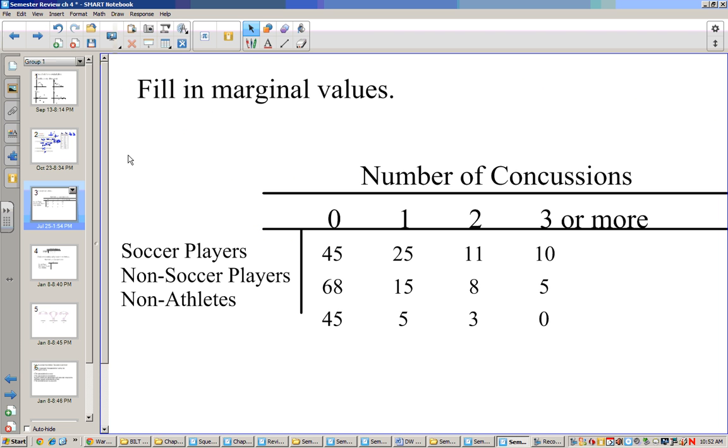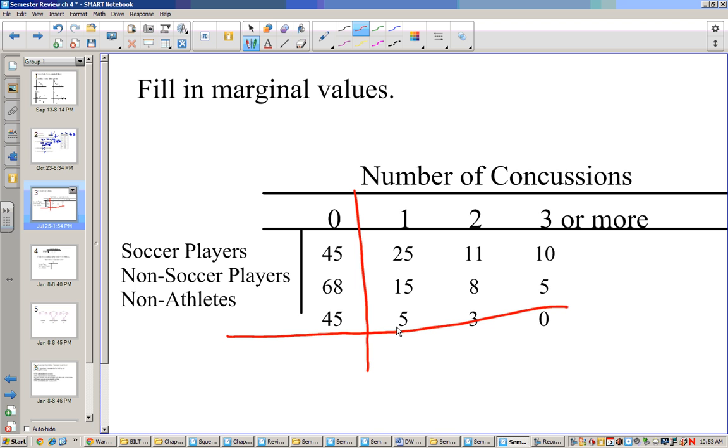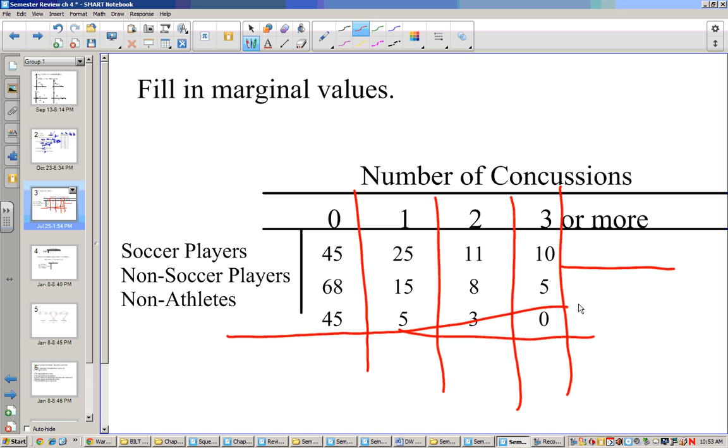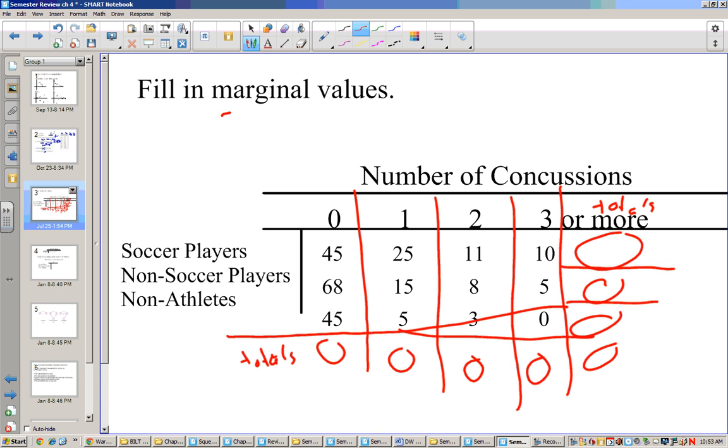Now, the second part of Chapter 4 was dealing with categorical variables, which was a huge switch. And when it says fill in the marginal values, what that means is, if I had some columns here, we're just filling in the totals. So totals here and totals here. So you just add up those numbers, put it here, and so on, and then do it at the bottom, and that would be your marginal values.